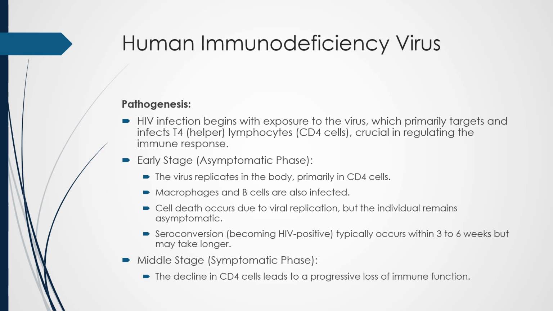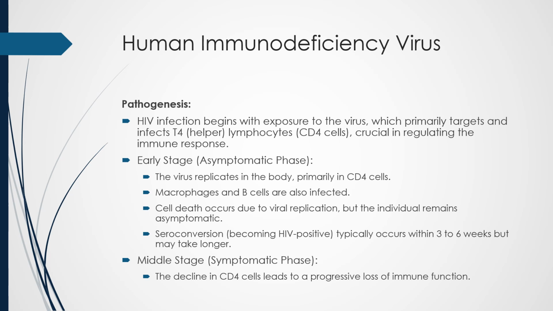HIV infection begins with exposure to the virus, which primarily targets and infects T4 helper lymphocytes, which are crucial in regulating immune response. In the early stage or asymptomatic phase, the virus replicates in the body, primarily in CD4 cells. Macrophages and B cells are also infected. Cell death occurs due to viral replication, but the individual remains asymptomatic.